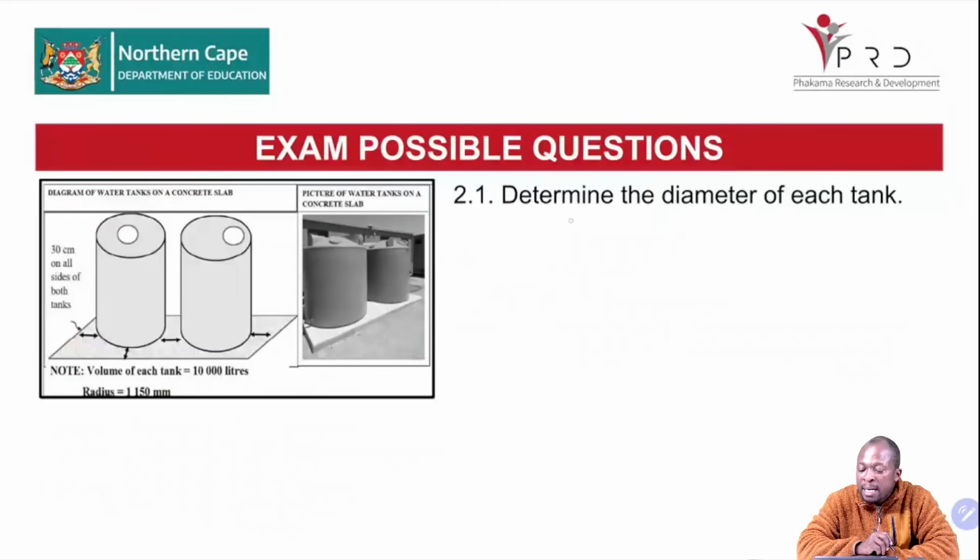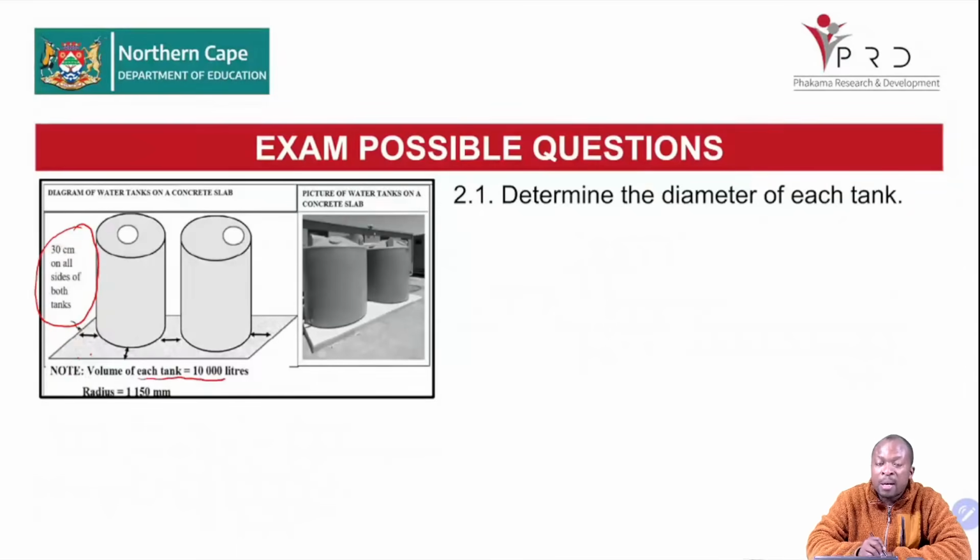2.1. Determine the diameter of each tank. Okay, so now let's talk. The tank, 30 centimeters on all sides of both tanks. We are talking of the floor on which they are standing. Then the volume of each tank is 10,000 liters. The radius is 1,150 millimeters. So which of the values that we have been given here can help us to find their diameter? Remember the previous questions that we did. We were given the diameter, we were supposed to find the radius. This time, they are giving us the radius, we have to find the diameter. So what will you do with the value that you have been given?